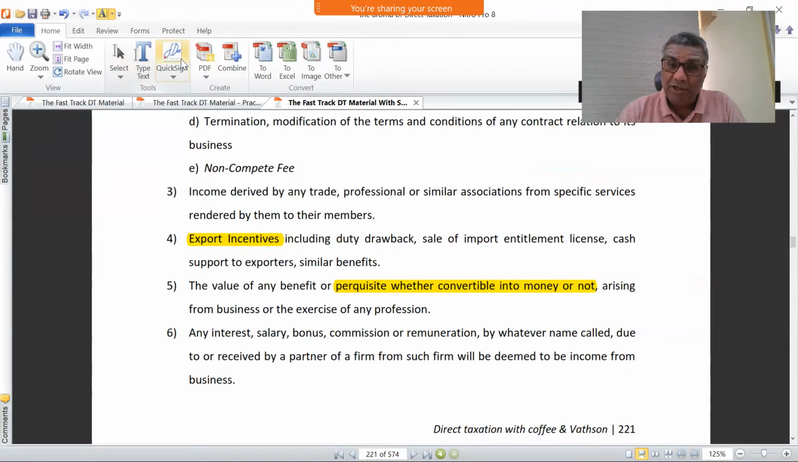Value of any benefit or perquisite, whether convertible into money or not, from business or profession. All types of perquisites are income. First five, can I repeat again? First one, normal PGBP, profit gains from carrying on business, profession, vocation. Second, all types of compensation except compensation which is related to an asset. Third, services performed by the association to its members. Fourth, all types of export incentives. Fifth, perquisites are all treated as income in the hands of the recipient.